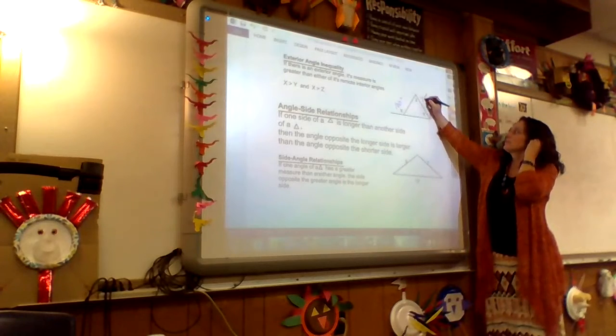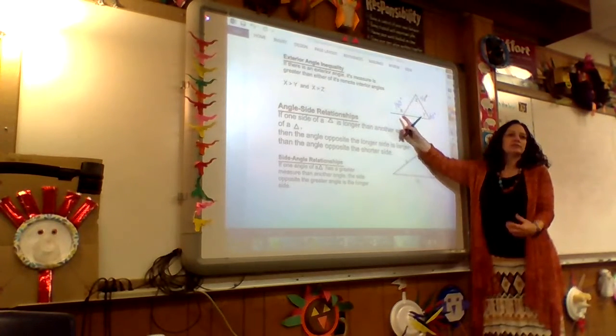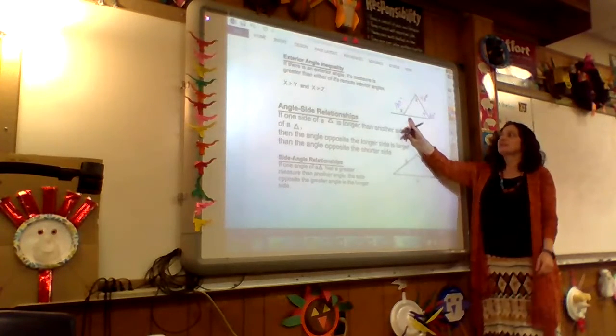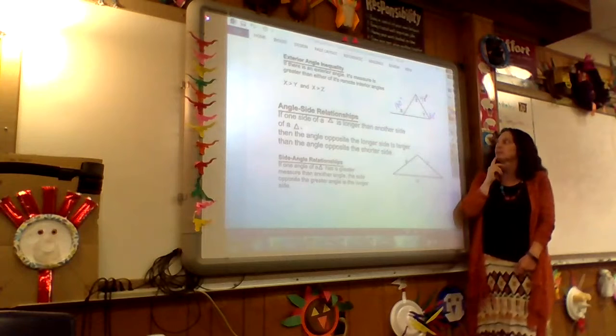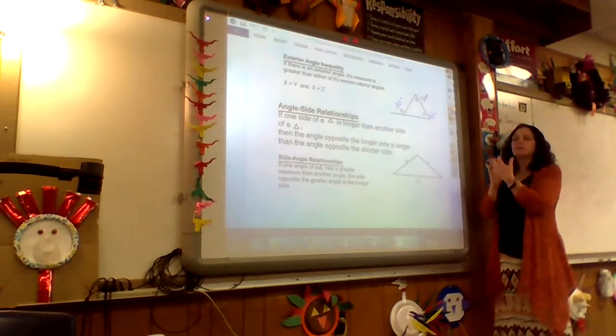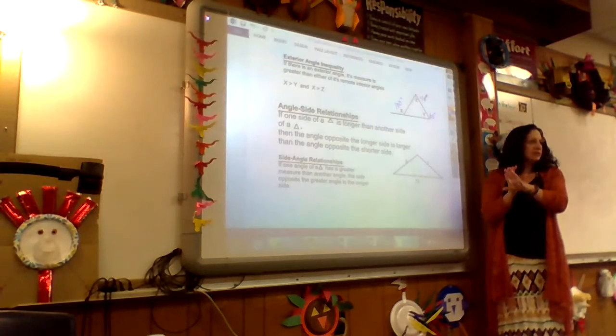Wait, I thought Z would be 80. No, the exterior angle is the sum of those two. So where's 80? 80 is right here. It's the supplementary angle. All right, so remembering the exterior angle theorem, then the inequality should make sense.